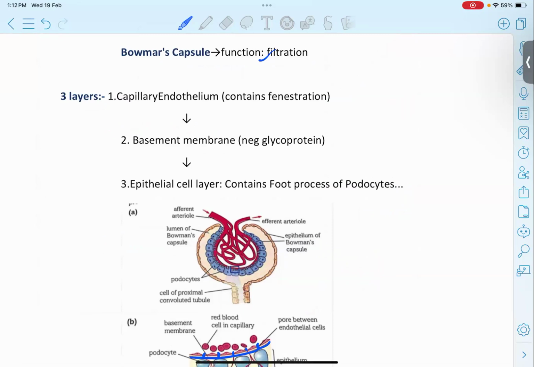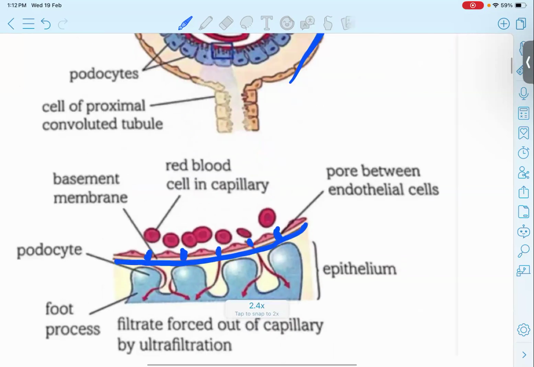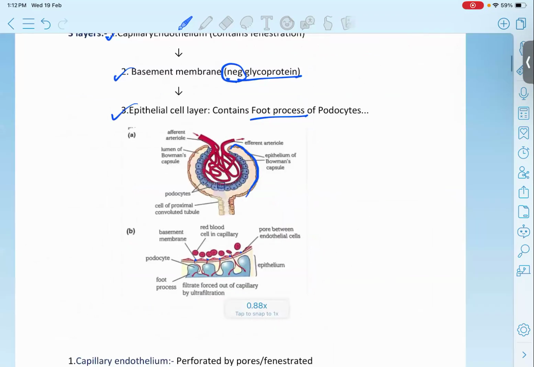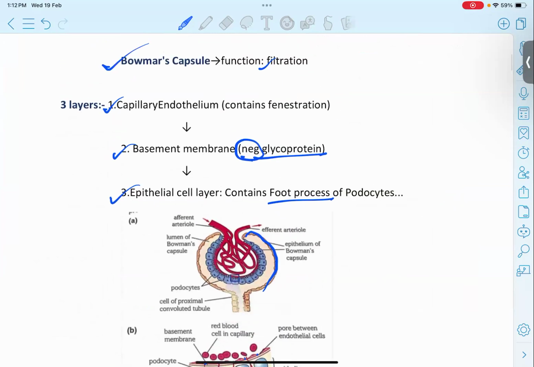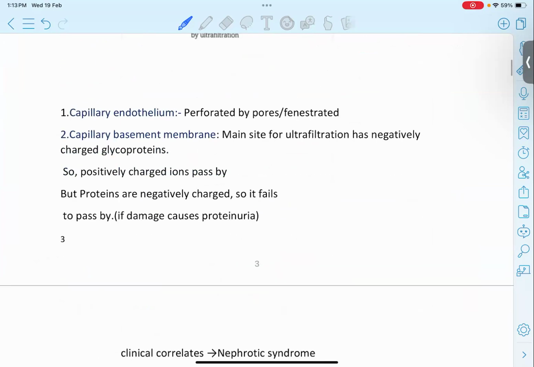So it has three layers. Most outside is the epithelial cell layer, which contains foot processes of podocytes. In the middle, it has the basement membrane, and this basement membrane is formed by negatively charged glycoprotein. And most inside there is the capillary endothelium. The unique thing about this capillary endothelium is that they have pores, or fenestrations. So these are the Bowman's capsule structures.